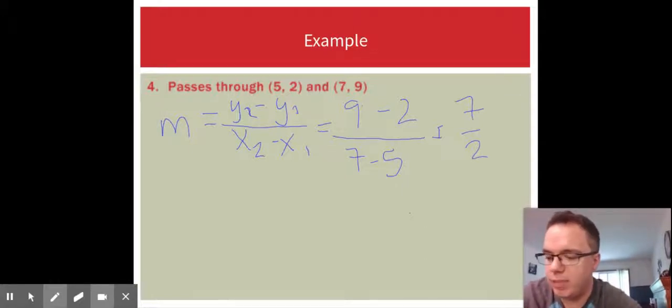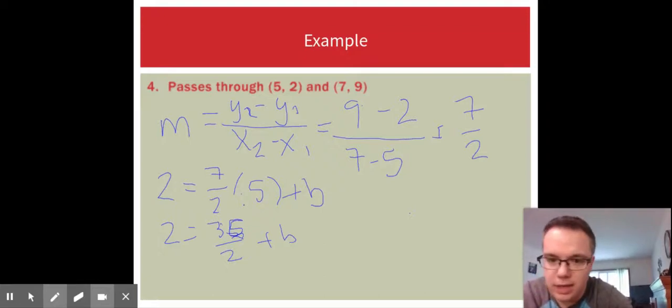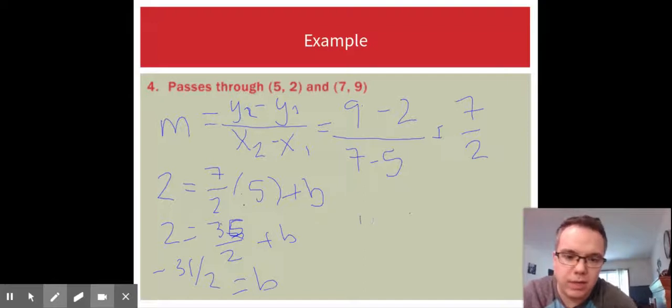And then I just need to pick a point to plug in. I'm just going to pick (5, 2). So if I plug that into y equals m times x plus b, I'll get 2 equals 35 halves plus b. And if I subtract my 35 halves over, I'll get negative 31 halves for my b. So the equation of our line is y equals 7 halves x minus 31 halves.